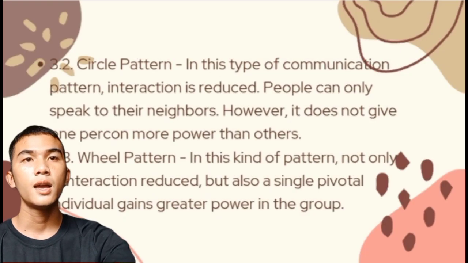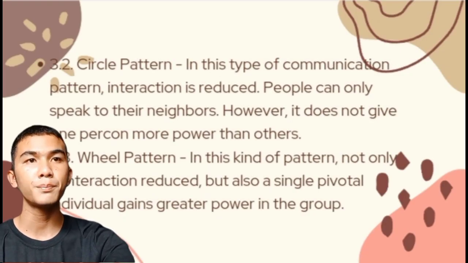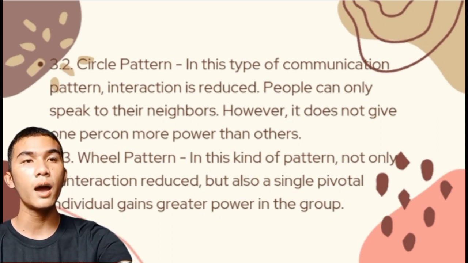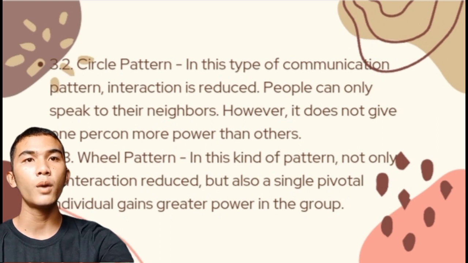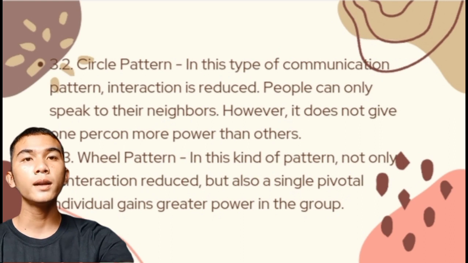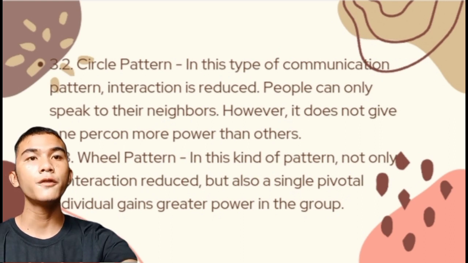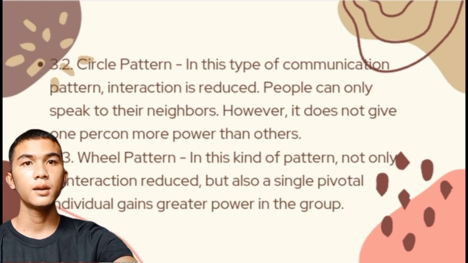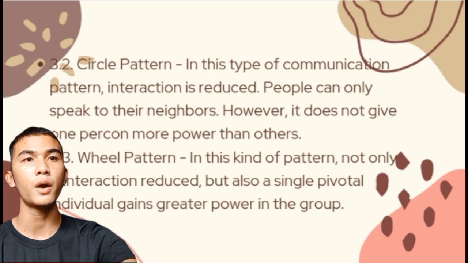Circle pattern. In this type of communication pattern, interaction is reduced. People can only speak to their neighbors, however, it does not give one person more power than others. Whale pattern. In this kind of pattern, not only is interaction reduced, but also a single pivotal individual gains greater power in the group.